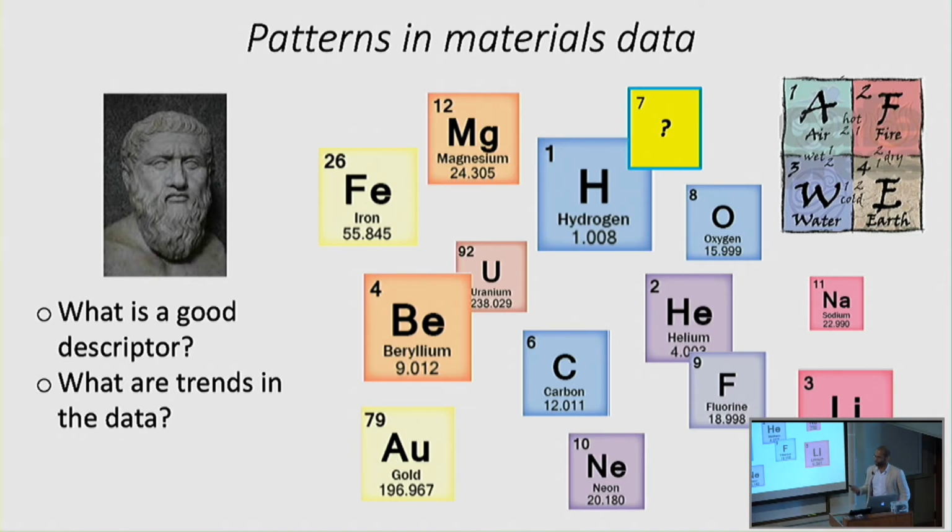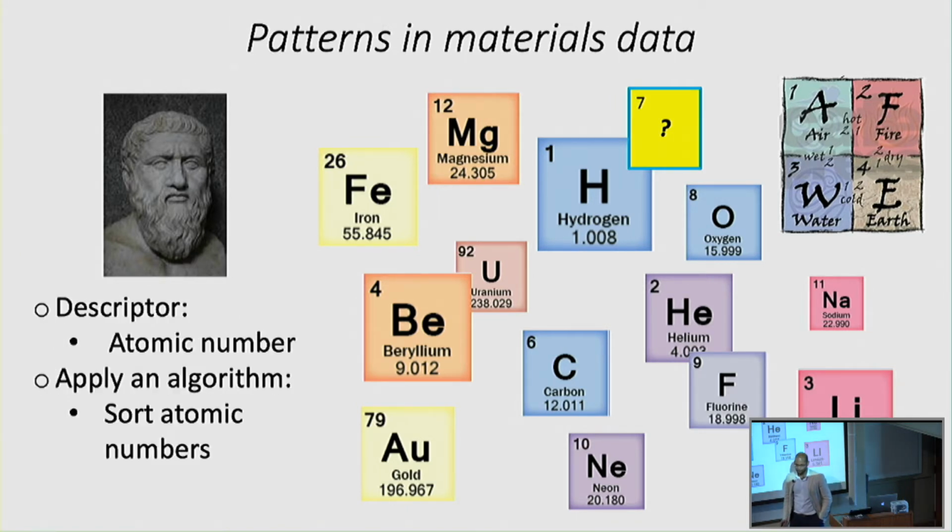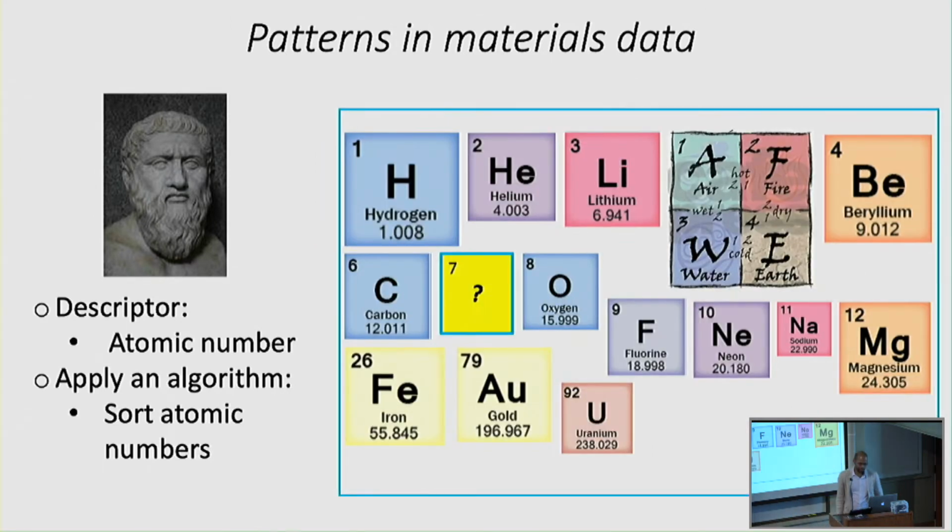And so you ask yourself, what is a good descriptor? And what are the trends in my data? Because you're Plato, you choose the atomic number as a descriptor, and your algorithm is sorting these in increasing order. So if you do that, you find the following: hydrogen, helium, lithium, air, fire, water, earth, beryllium, and so on. And you notice that you're going up in increments of 1 atomic number. If you recognize this trend, you find that air, fire, water, earth, maybe they aren't atomic elements. And you find that there's something missing between 6 and 8.